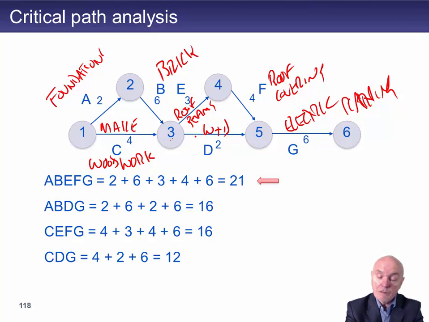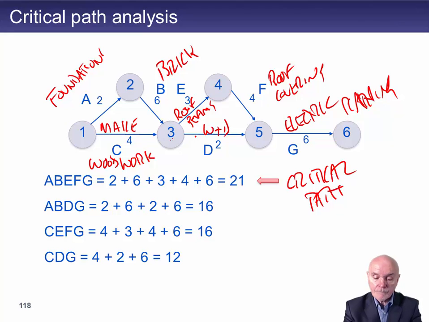This is what's called the critical path. And 21 is the critical path length. This is how long building the house is going to take. It cannot be done in less than 21 weeks because that time is defined by adding up all the things that have to be done one after the other.